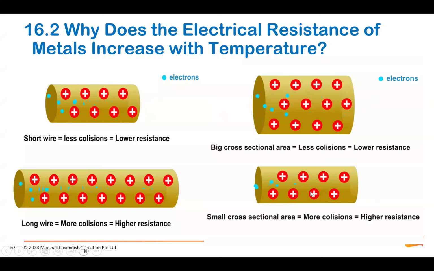But if the tunnel is very thin, then the cross-sectional area is very small, and it's very hard for me to squeeze through it. There'll be a lot of collision, and therefore the rate of flow of charges will be very slow, and current will be very low, and it's said to have a very high resistance.